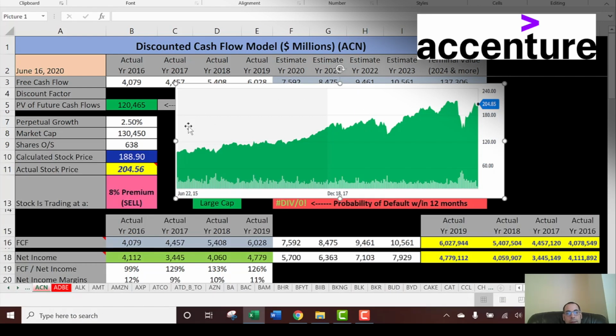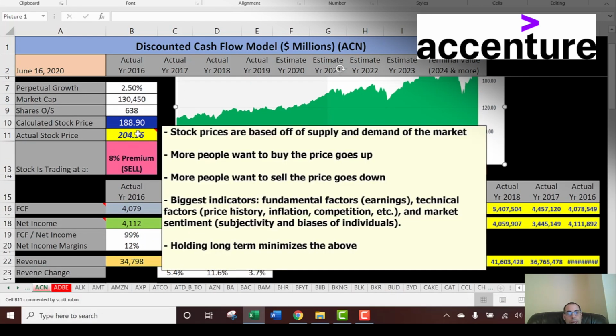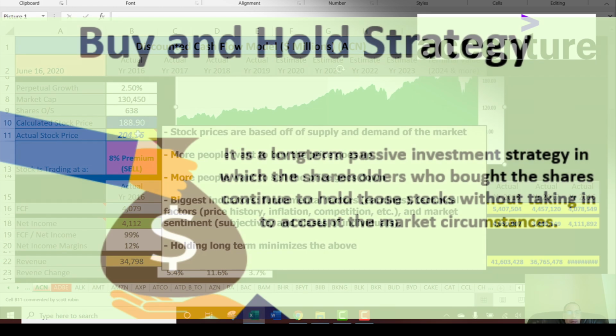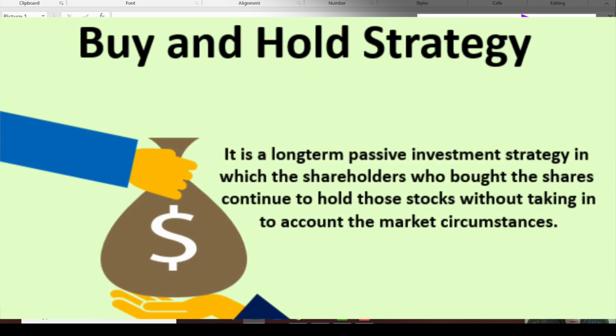So a lot of factors can go into the stock price. Fundamental factors, which we looked at, and there's also technical factors and market sentiments. So it's a lot of things, a lot of psychology that goes into the market, and that's what you have to understand as an investor. But if you really think this is a great stock, you just buy it and hold long term. Even if it goes up or down, just ride it out.